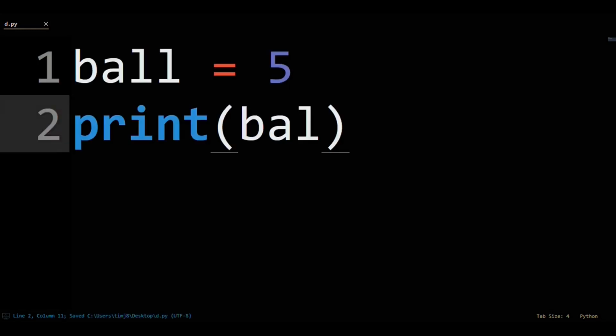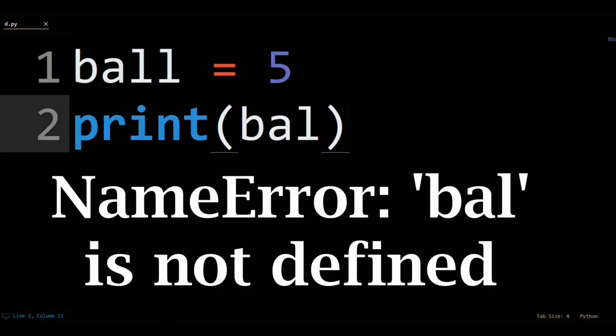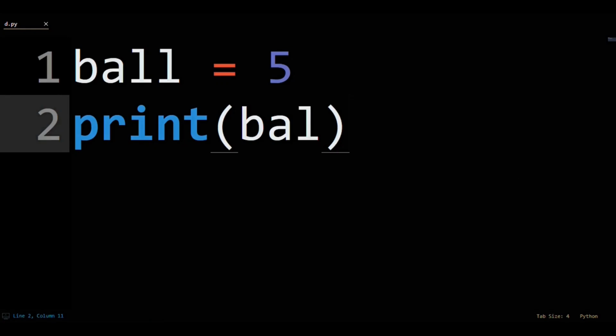This is why typos can be a huge pain in the butt. Say you had this code here, where you assign 5 to ball, then you print out ball. You've done all your logic right, but because you misspelled ball when you print it out, you'll get a name error that bal isn't defined. Oftentimes, you'll get so caught up in trying to look for your mistake in higher level logic that you'll look right past the fact that you might have misspelled a variable name.